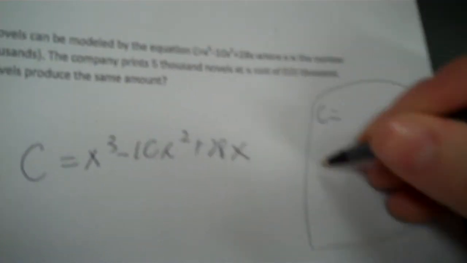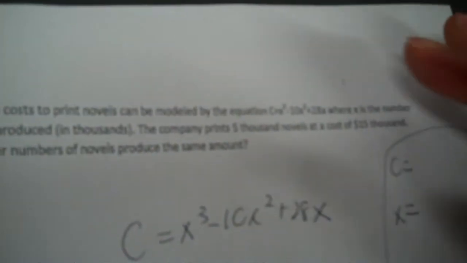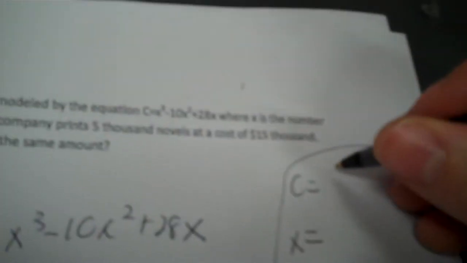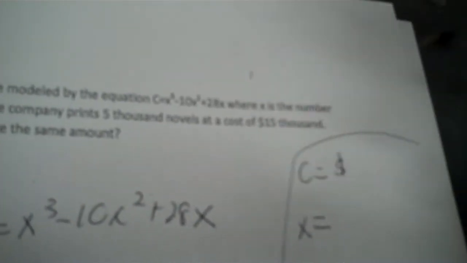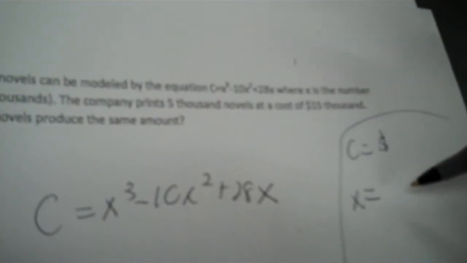Now write the equation that you were given. Anytime they give you an equation in a problem, you want to write it down and then go off to the side and define what the variables mean. Now C is your cost, that's money. Remember we said X can't be money, so C has to be the money. Then X is whatever the item is we're selling, which would be novels.